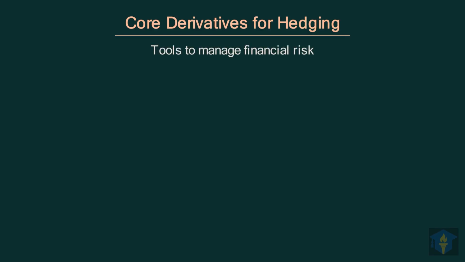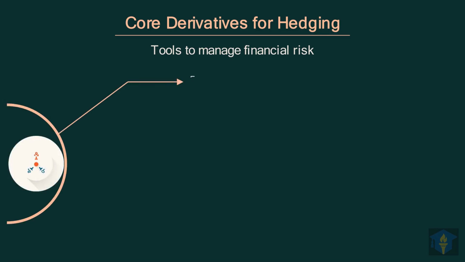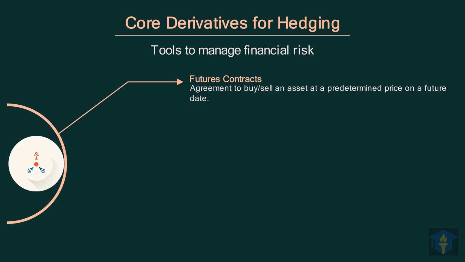These derivatives serve as powerful financial instruments, specifically designed to help businesses manage and mitigate various financial risks. First, we have futures contracts, which are fundamental in managing future price volatility for commodities and financial assets. A futures contract is an agreement to buy or sell an asset at a specific price on a future date, locking in your transaction.